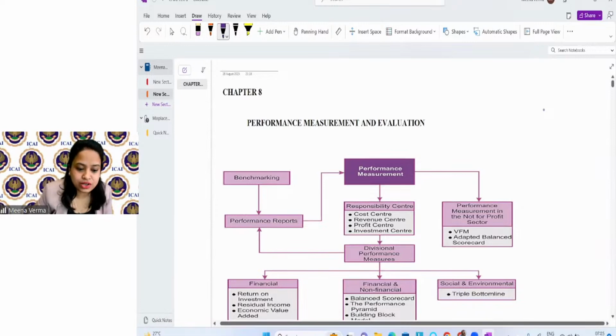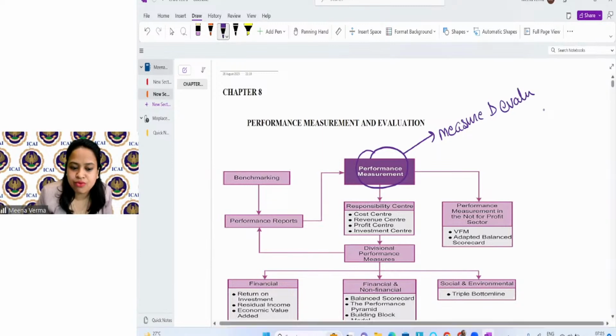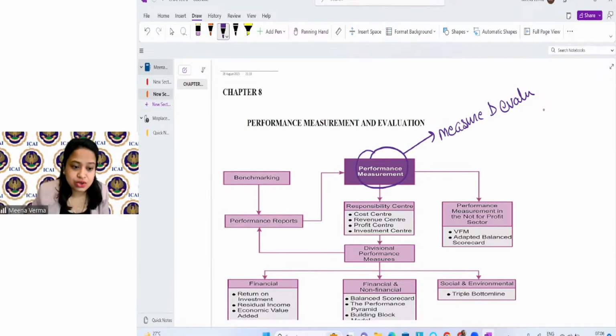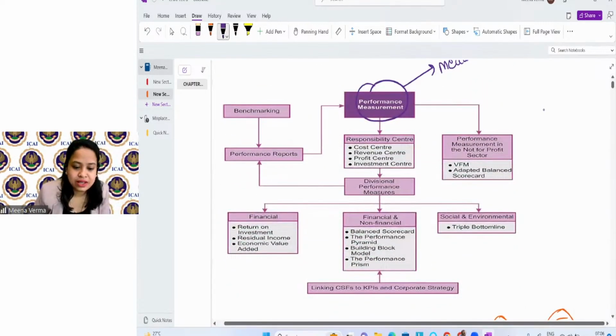We have performance measurement. We are measuring and evaluating what? Performance. Performance means how well the company is performing, the result, the non-financial goals, the financial goals, everything. We are just measuring it and evaluating it, right? Up here, we are evaluating both, right?